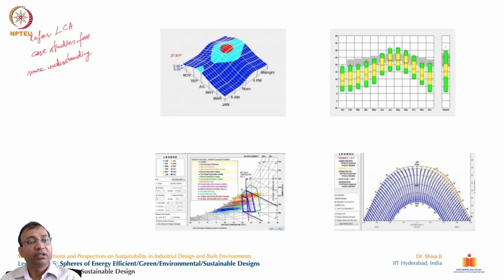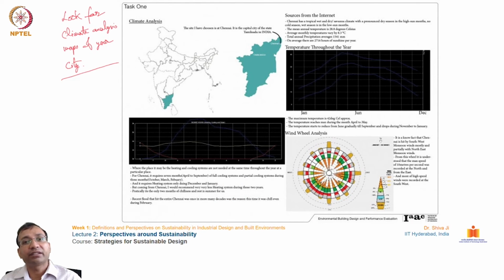Okay. So this is a climate analysis map of the city of Chennai in Tamil Nadu. Here they have given this wind wheel analysis, this wind rose diagram, and a temperature map for the entire year. So how much it ranges, what the range is, and what the prevailing wind direction is.